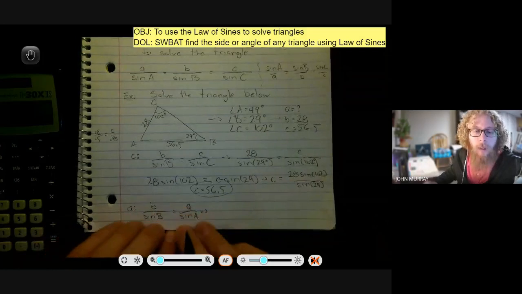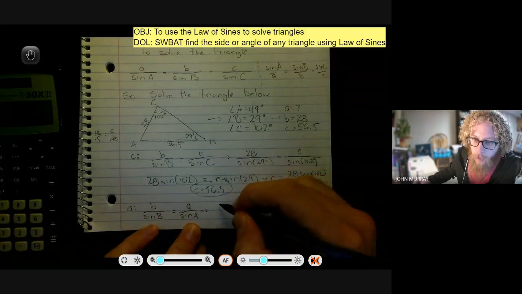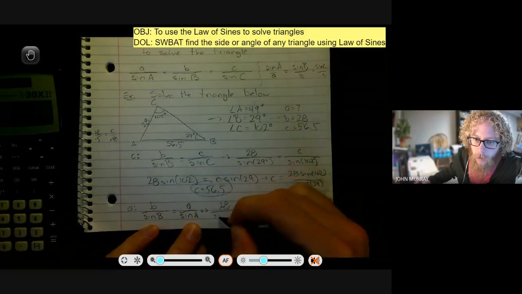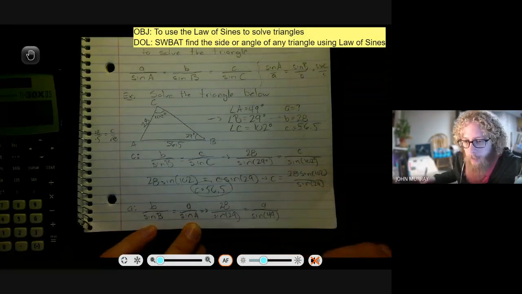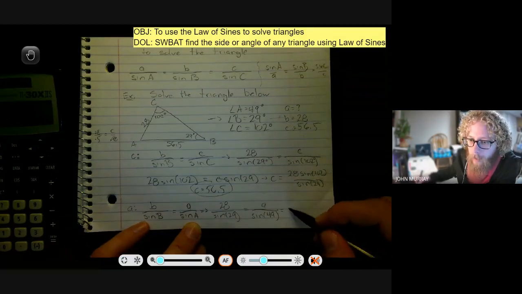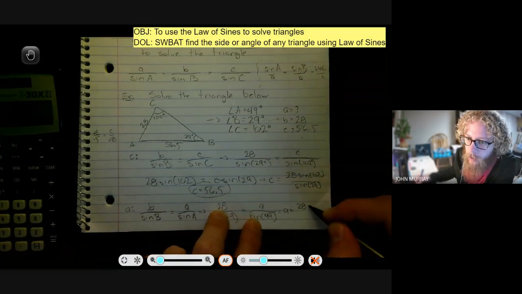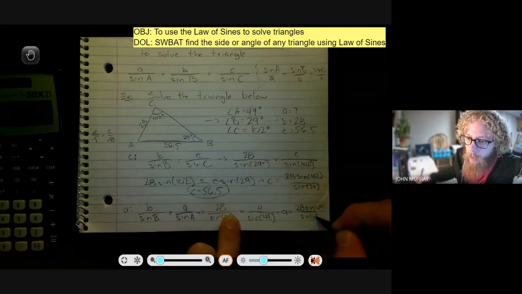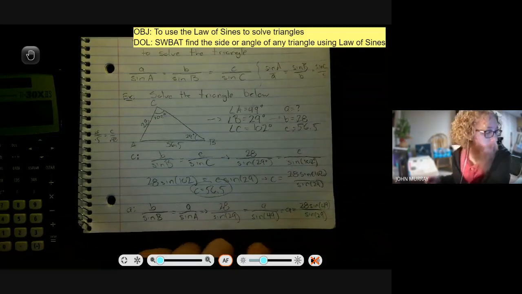Right, so again, you don't have to write it out like this if you feel comfortable with it. I'm just doing this for the setup. So your B is going to be the same, 28 over the sine of 29. And that is now going to equal A over the sine of 49. So I'm going to have room. A equals 28 sine 49 all over the sine of 29. And this is what we can type in.